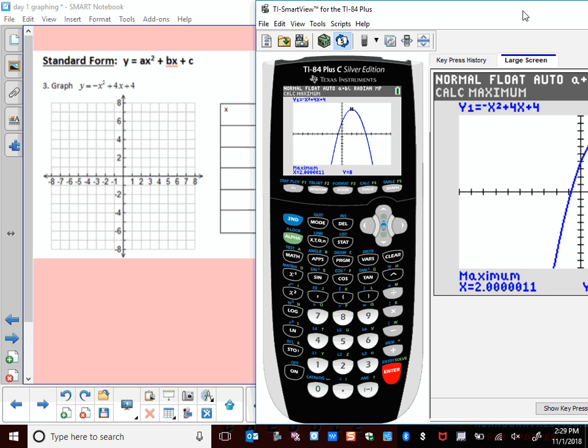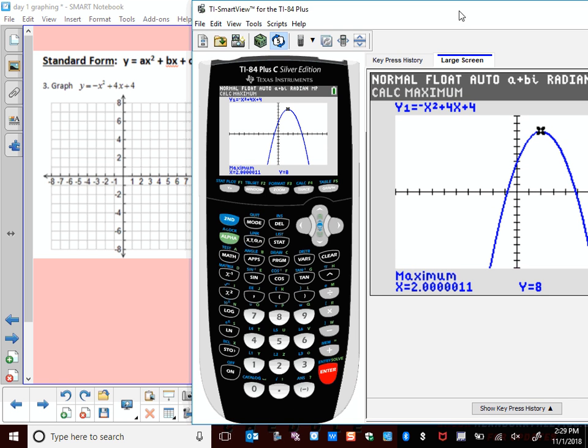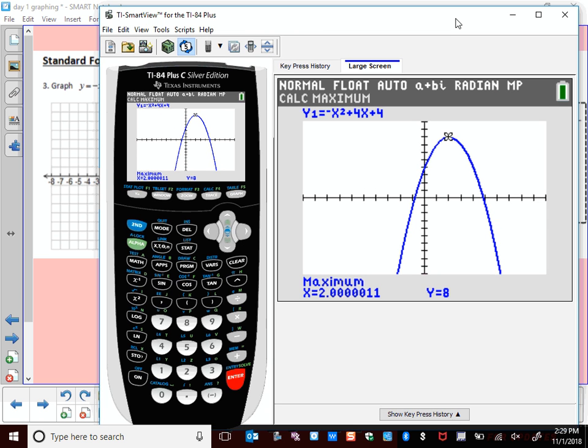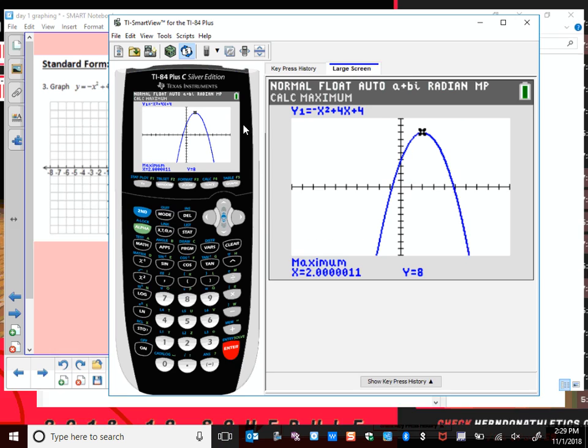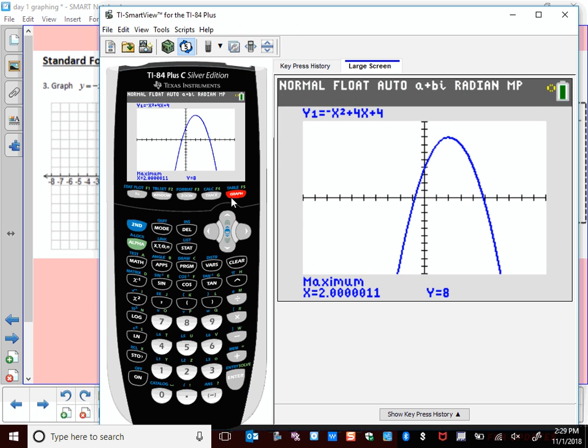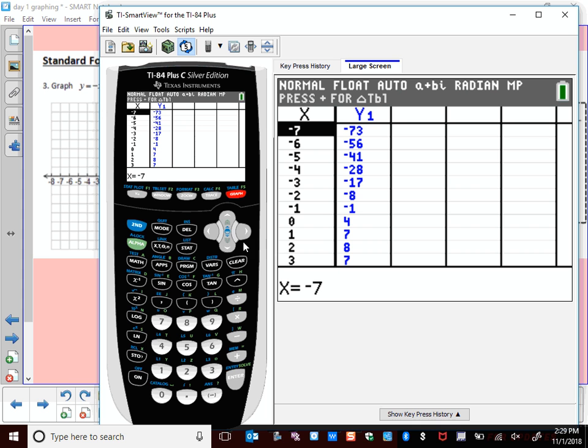So they gave us, you may have 1.99999 or you may have 2.00000. Okay? Either way, it rounds up to the number 2. So my maximum is 2.8. If anyone needs help with that, I'll come around once you guys get started. So once we have our maximum 2.8, I go to my table because now I'm good. Now I can figure out what's 2 above and 2 below.